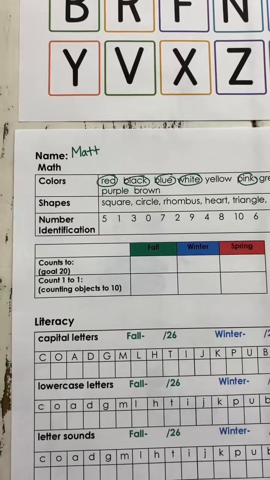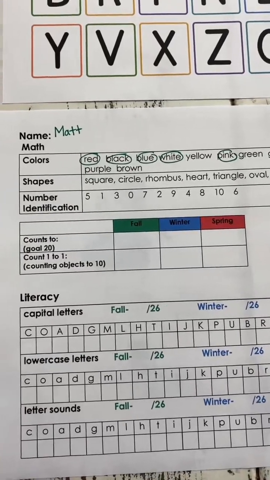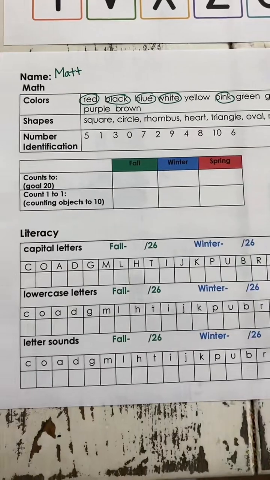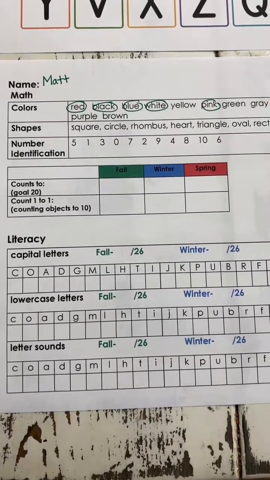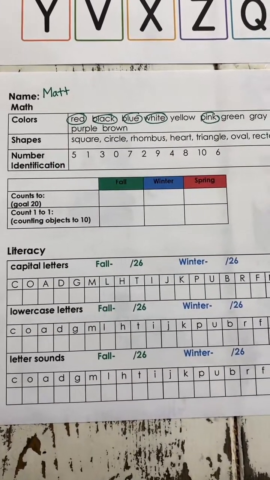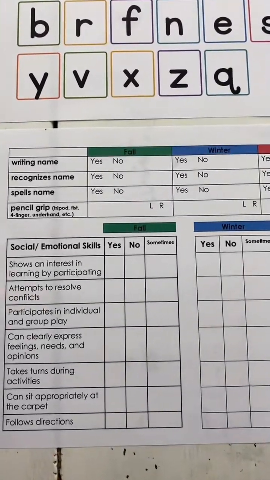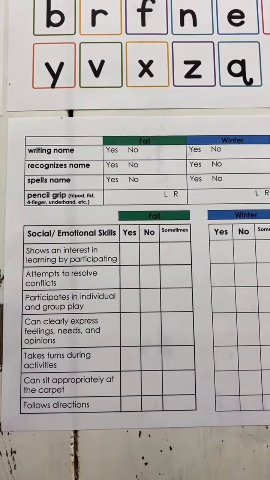You'll continue doing this for shapes, number identification, rote counting, and one-to-one counting. And then we'll do capital letters, lowercase letters, and letter sounds if they know approximately 15 letters or more. Then moving on to the next page, we have name writing, recognizes names, spells names, and their pencil grip.